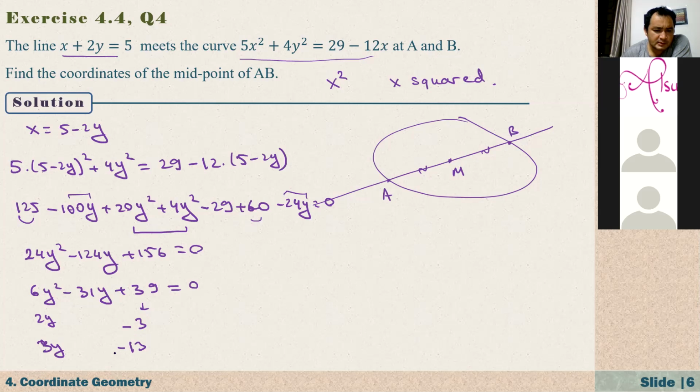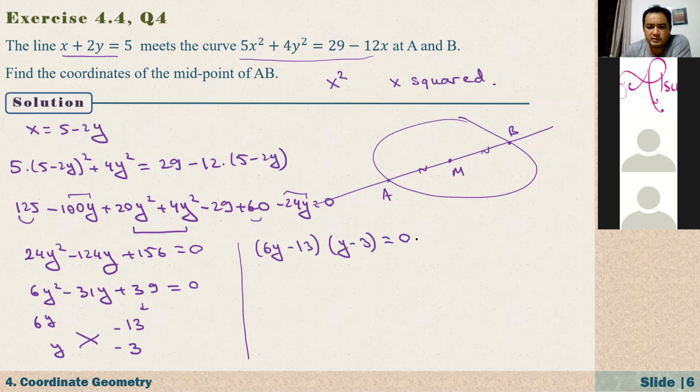6, 18. I think this works, I think. 6y, and this one is 13, and this 3, minus, right? 6 times minus 3, it is minus 18. Y times minus 13, minus 18 minus 13, that's equal to minus 31. So it works. So here we have 6y minus 13, and y minus 3 is equal to 0. Y equals 13 over 6, and y is equal to 3.